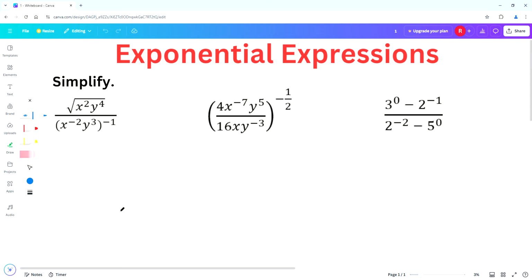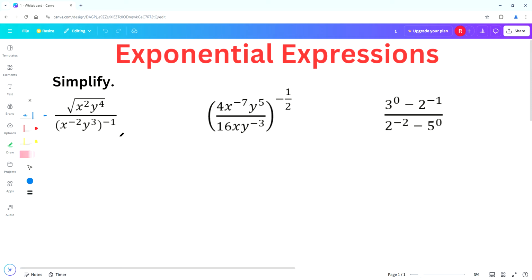In this video, we'll simplify exponential expressions using laws of exponents. We have to simplify these three exponential expressions. Let's start with the first expression, square root of x squared times y to the power 4 over x to the power negative 2 times y to the power 3 with the outer exponent negative 1.